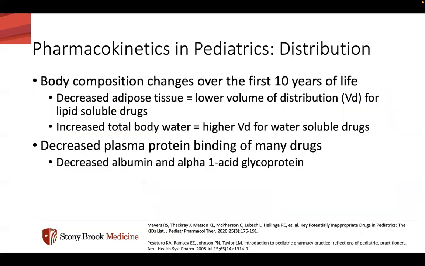In terms of distribution, body composition changes over the first 10 years of life. So I want you to think of infants as little sacks of water. They have less adipose tissue and more total body water. Because of that, they have a lower volume of distribution for drugs that are lipid soluble and a higher volume of distribution for drugs that are water soluble. They also have decreased plasma protein binding because they have decreased albumin.